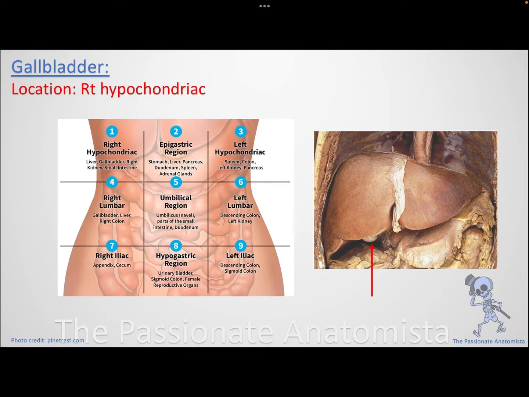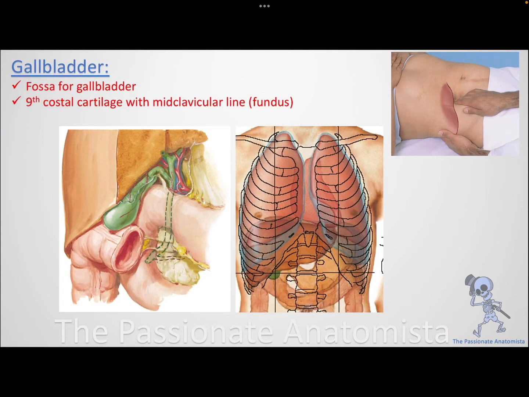So the first organ is the gallbladder. The gallbladder is a very important organ. It concentrates and stores the bile that is produced by the liver. The gallbladder lies in the right hypochondriac region. As you can see from this picture, it lies in the right hypochondriac region, and it sits in the fossa for the gallbladder.